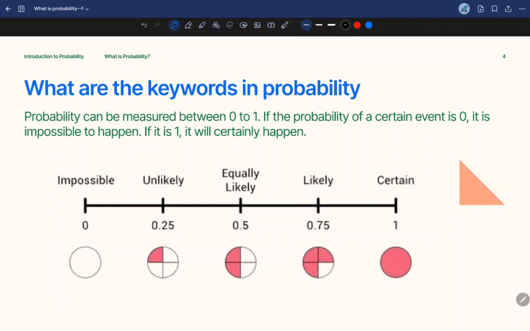Now, what are the keywords in probability? Probabilities can be measured between 0 and 1. If the probability of a certain event is 0, it is impossible to happen. If it is 1, it will certainly happen. Impossible, certain. So if it's 0, it's impossible. If it's 0.25, it's unlikely. 0.5 is half-half, so it's equally likely. 0.75 is 75%, so it's more likely. 1 is 100%, so that's certain.